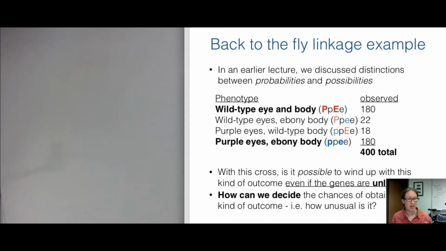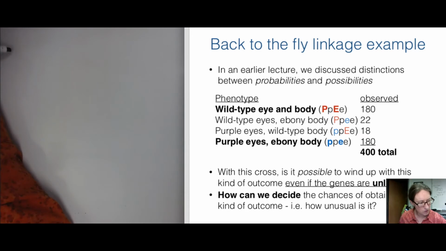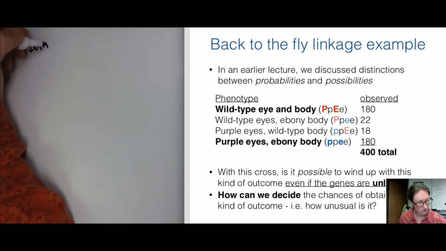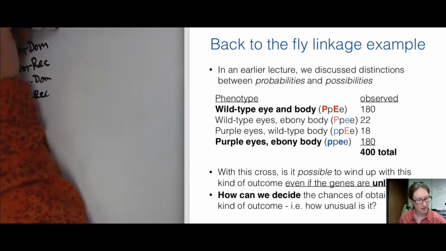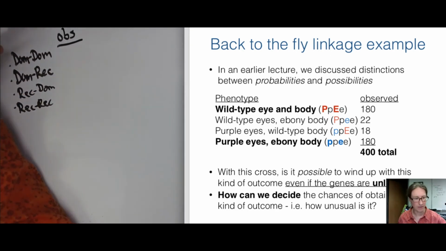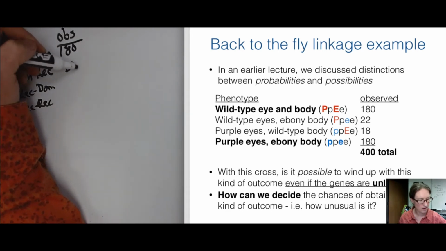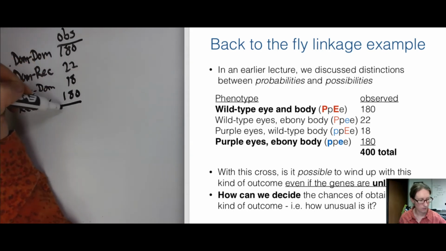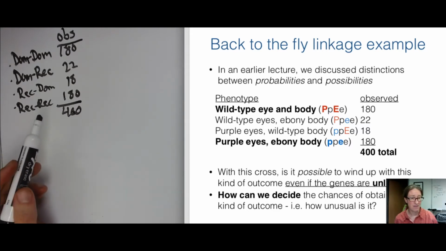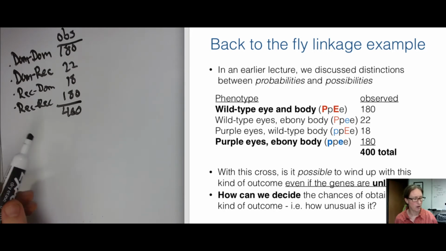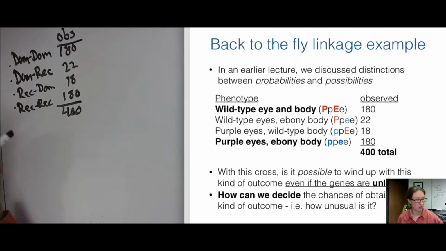So I want to ask the question here, if we take this fly cross, we're looking at combinations of offspring: either the dominant phenotype, dominant recessive phenotype, recessive dominant phenotype, and the recessive phenotype. And here's what we got for offspring from that cross: 180, 22, 18, and 180. So 400 total. Could it be possible to get this type of outcome even if these genes are unlinked? What I'm asking here is, how can we decide the chances of winding up with this type of outcome just by chance alone?